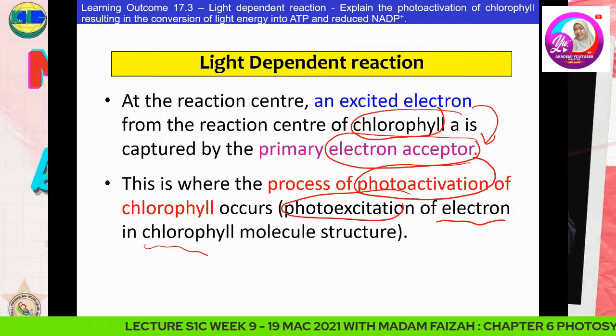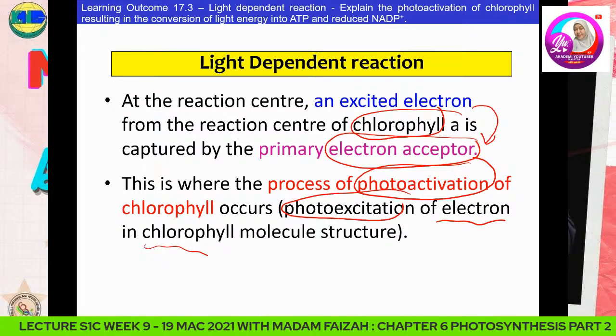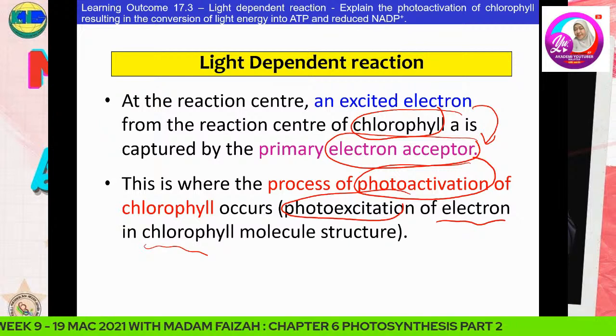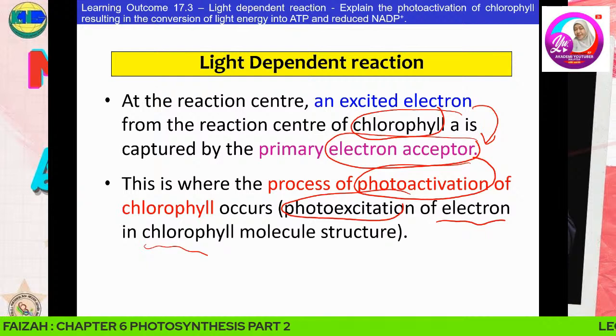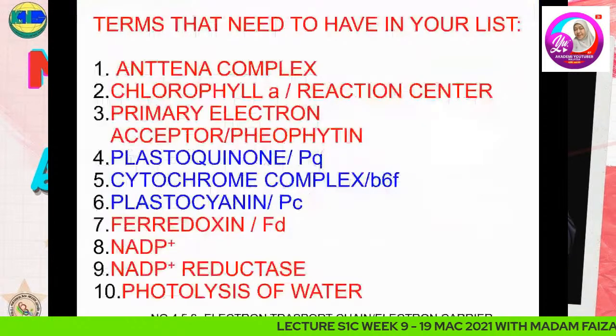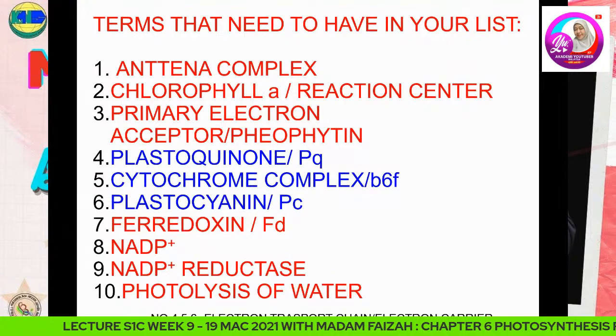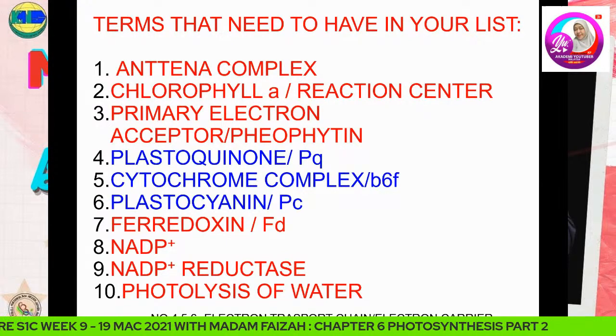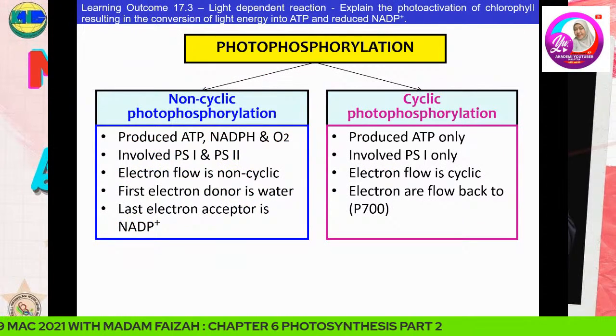So who is going to accept the electron? In cellular respiration, oxygen is the final electron acceptor. Am I right, class? But in photosynthesis, we have a term that we call the primary electron acceptor, PEA. Okay, so these are all the lists that you must have when you want to explain the light dependent reaction. How many items must you have, class?